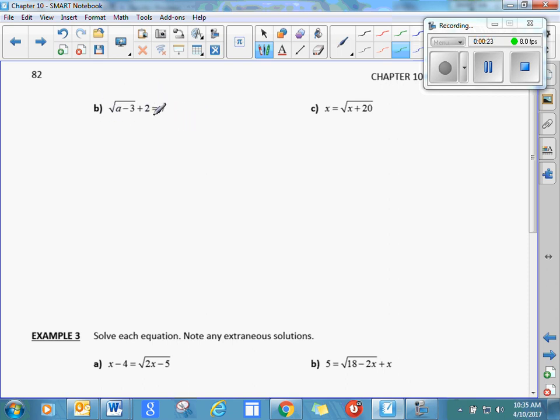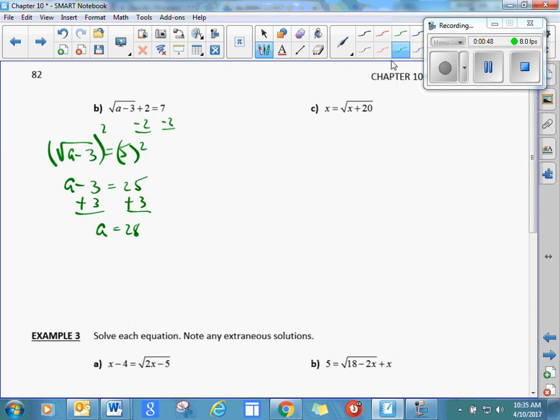So the radical is not alone. I need to subtract 2 from both sides to get the radical alone. The square root of a minus 3 equals 5. Square both sides, and I get a minus 3 equals 25. Add 3, and I get a is equal to 28. I'm not finished because I need to go check my solution.